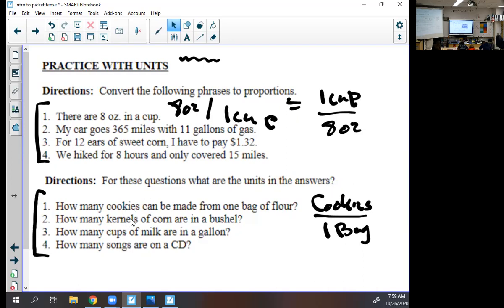How many kernels of corn are in a bushel? So I'm just going to put KC for kernels of corn per 1 bushel. And then you got that.